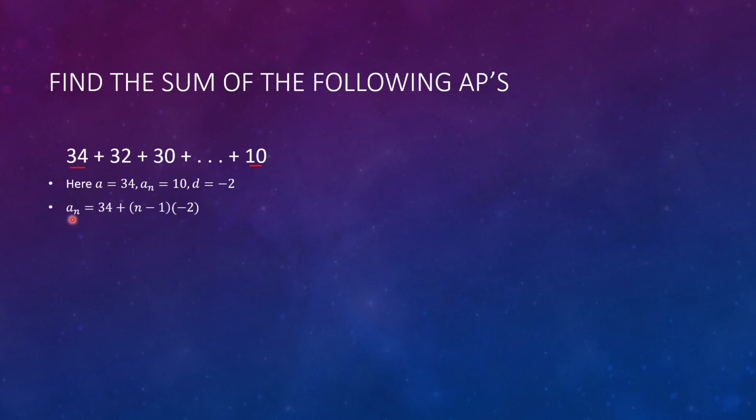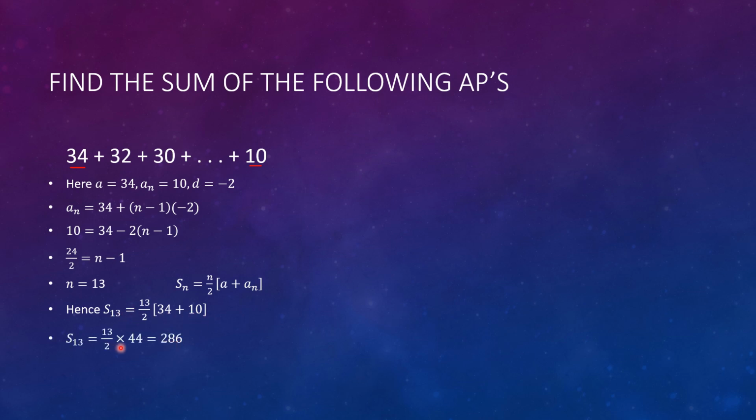So I'll first find N. What is AN given to me? 10. AN is A plus (N minus 1) D. So AN is given as 10. I'll substitute. I'll get the answer of N, which is 13. So now I can use the formula Sn is equal to N by 2 times (A plus AN), where A is 34, AN is 10, and my N is 13. So it becomes S13. 13 by 2, 34 plus 10. You simplify. Okay, you get the answer.